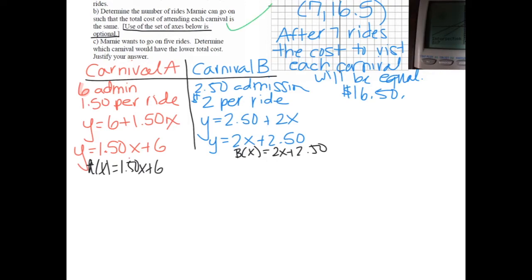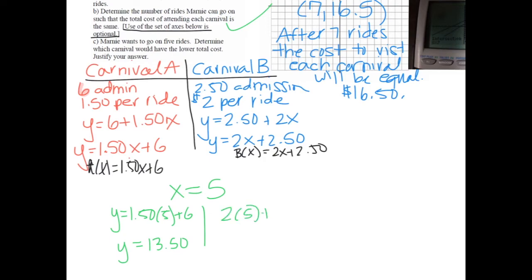The last part is Marnie wants to go on 5 rides. So we know the number of rides that she wants to go on is 5, okay? Which carnival would have the lower total cost? Justify your answer. All right, that just means show your work. So you're going to take 5 and plug it into both. So y equals 1.50 times 5 plus 6. That's going to be a total cost at Carnival A of $13.50. And then over here for Carnival B, we're doing 2 times 5 rides plus $2.50 admission. And that's going to be y equals $12.50.